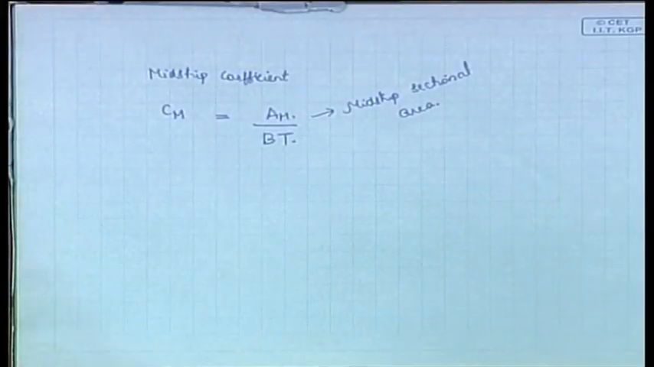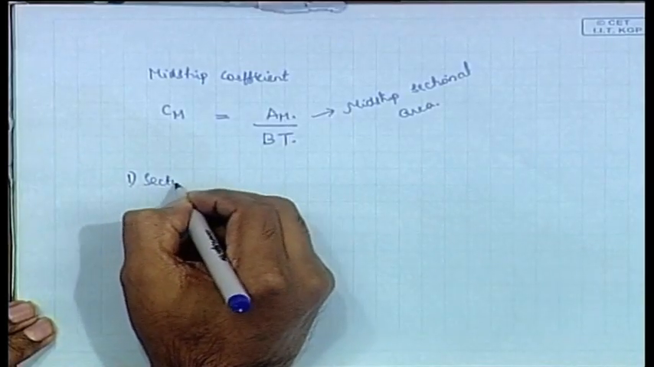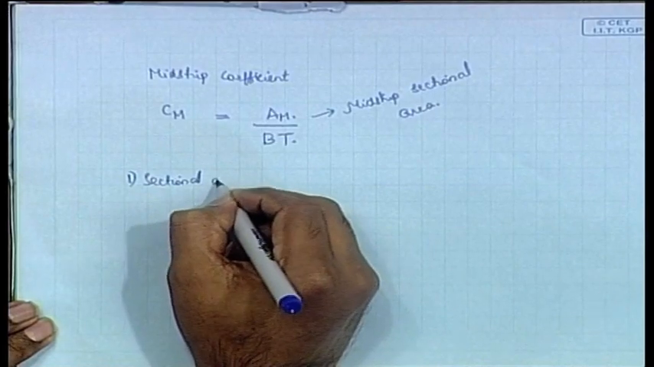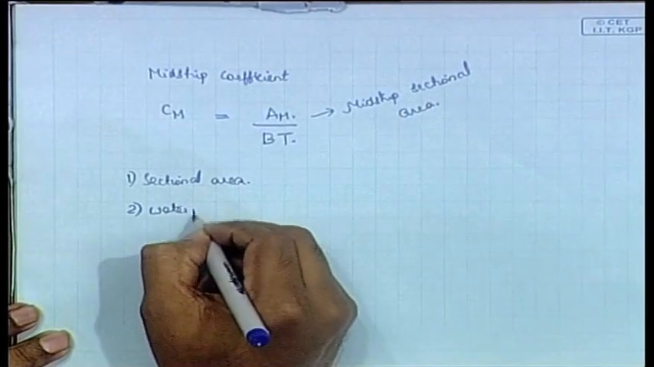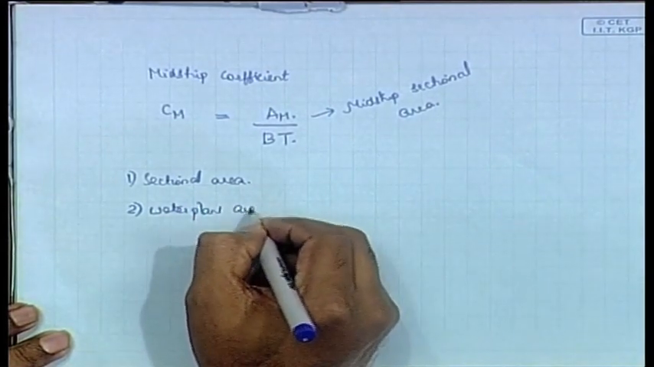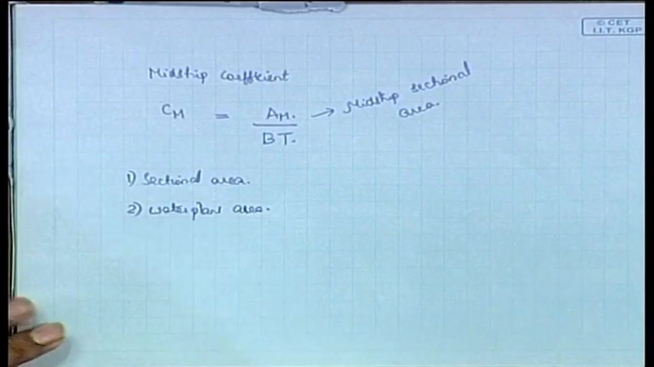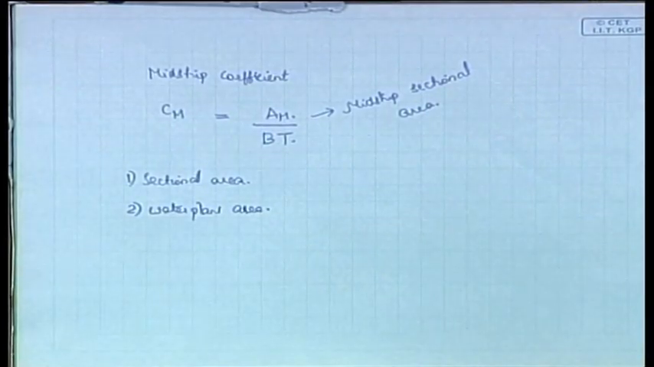These are two or three terms. One is the mid section. Whenever you talk about sectional area, there are two types of areas we will come across. The first one is sectional area. Sectional area means this area, like this. Whenever you are slicing, you see an area like this. That is the sectional area.